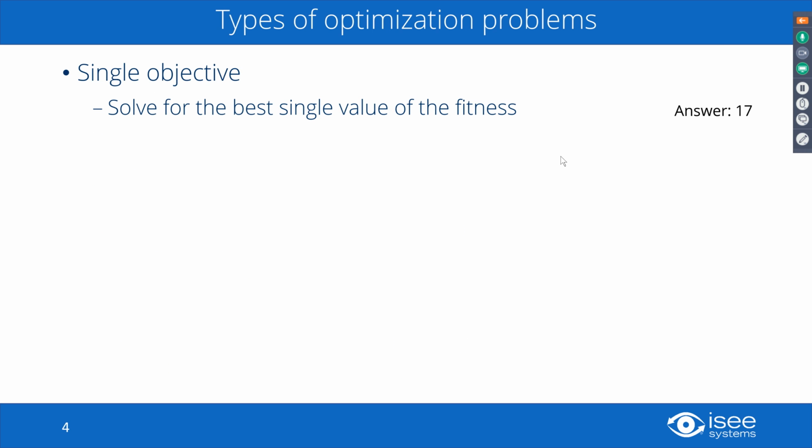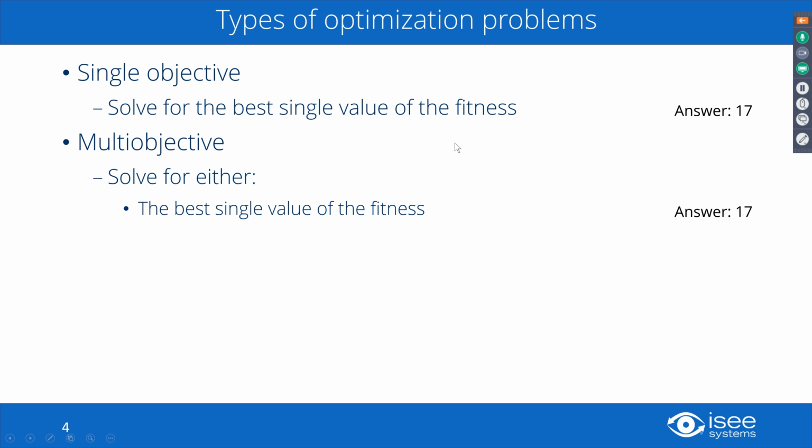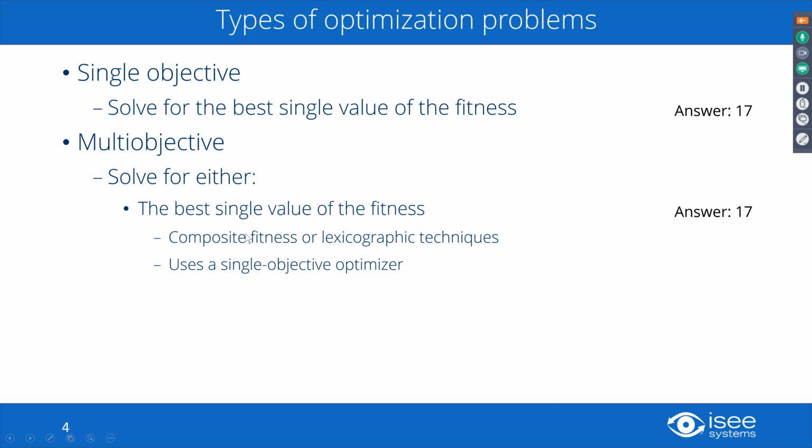There are also two types of optimization problems. The first is single objective. So we solve for the one best value of the fitness that we need. So you get one answer, for example, 17. And then there's multi-objective, where you can solve for either. So the problem is multi-objective, but you could either solve for the single value of the fitness, which also gives you one answer, say 17. And you do that by creating what's called either composite fitness, which I'll explain on the next slide, or using some lexicographic technique, and it uses a single objective optimizer to do it.